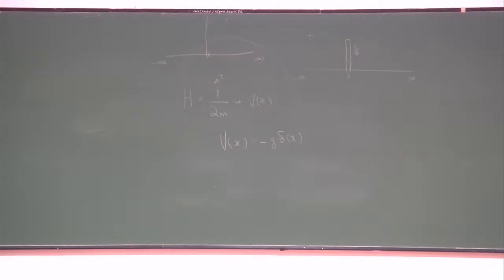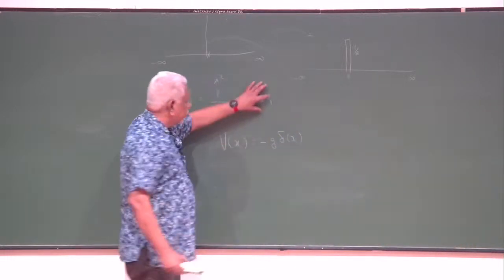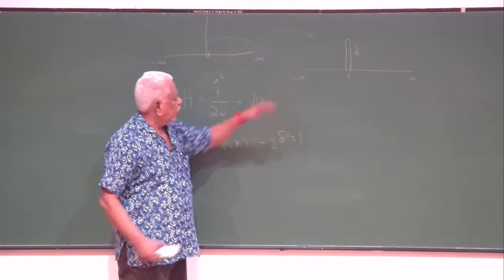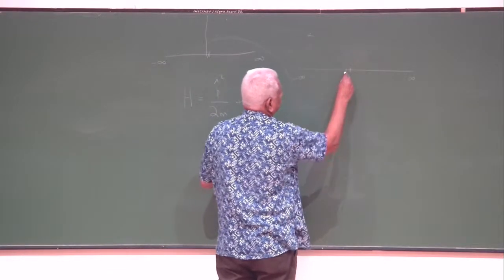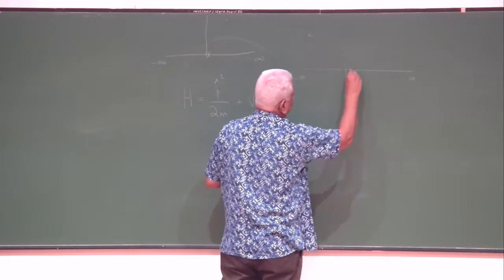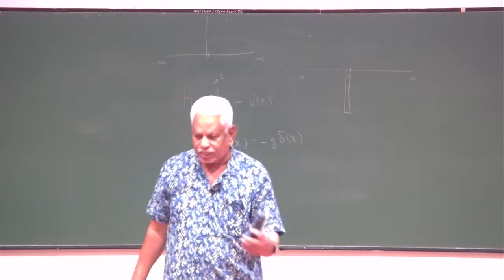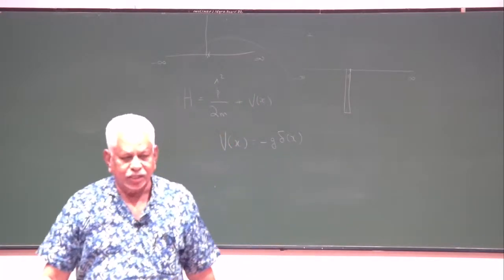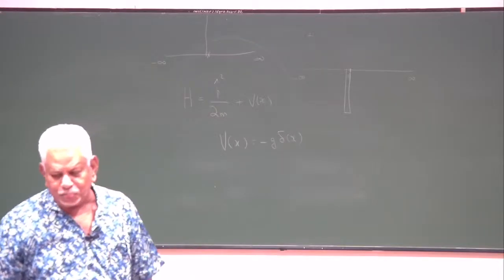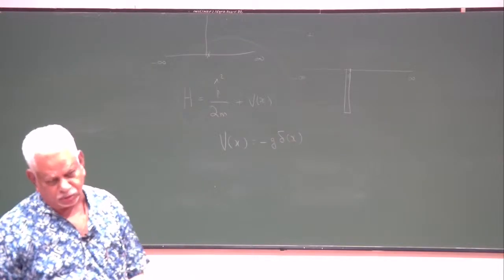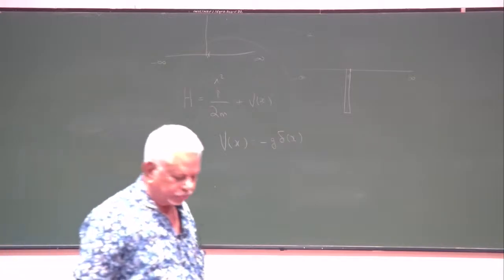So the interesting thing is, I have this potential. The function is going to look like this, and the value is g times that function. I am going to ask you to compute the energy eigenstates of this problem.